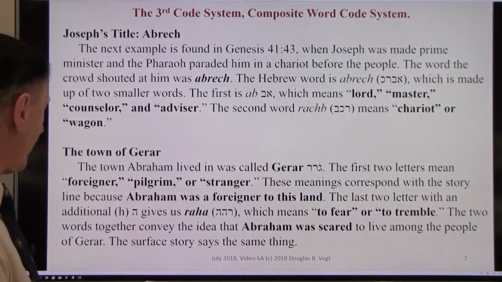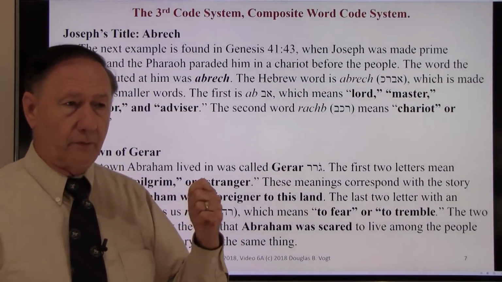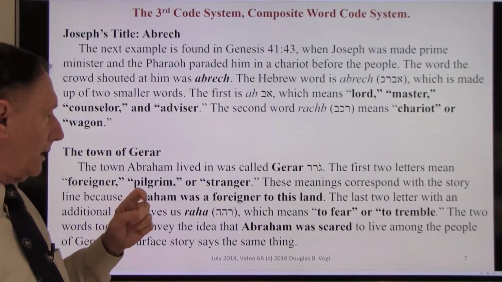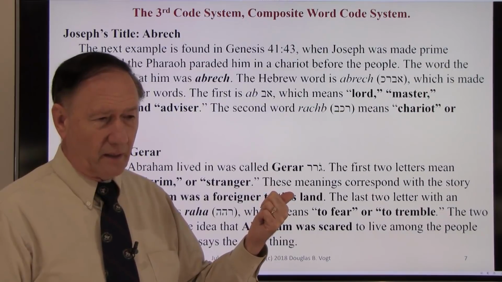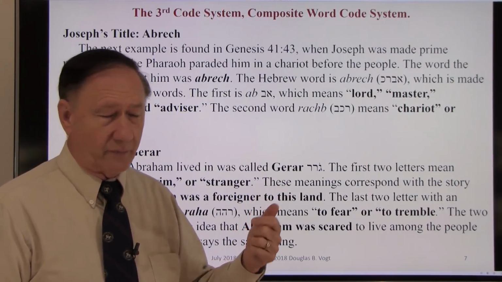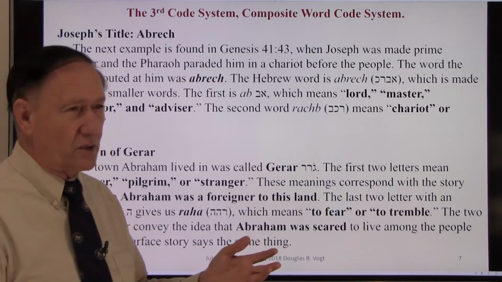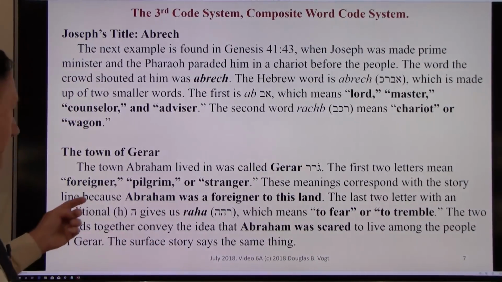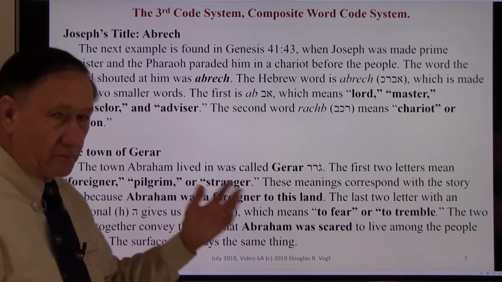Pay attention to it. Okay, the town of Gerar. This is the town that after Abraham left the Pharaoh, after he got his wife/sister back, he goes to this town of Gerar. Now, if you remember the Bible story, he was scared of the men of Gerar because they thought he was going to kill him for his wife or girlfriend, whatever, or sister, whatever he presented it. So in fact, he tells the sister, say you're my sister so the men of Gerar don't murder me. He's telling you a very important clue here, by the way. The first two letters of Gerar means foreigner, pilgrim, or stranger. That's parallel to the story.